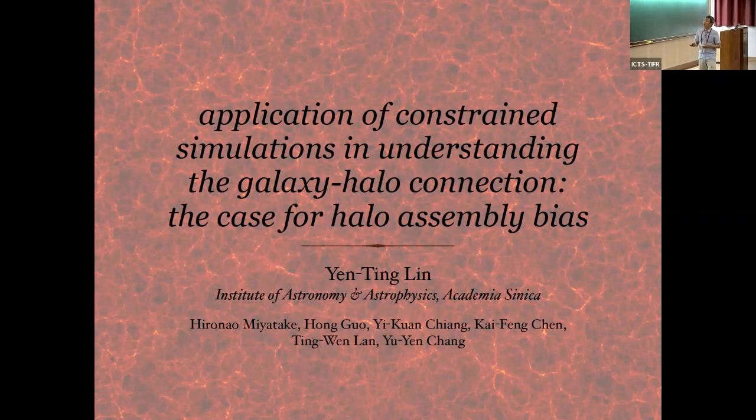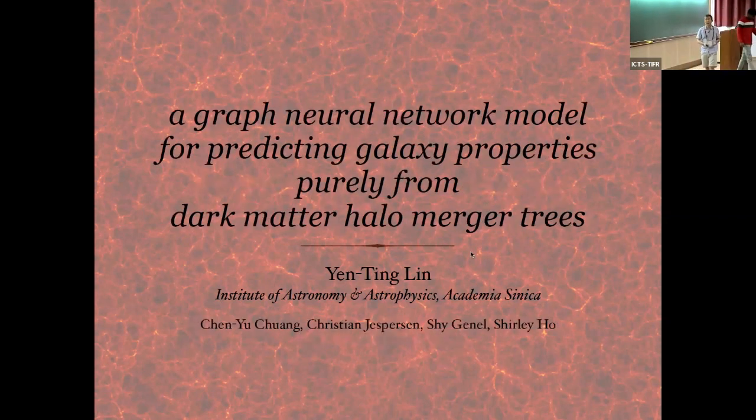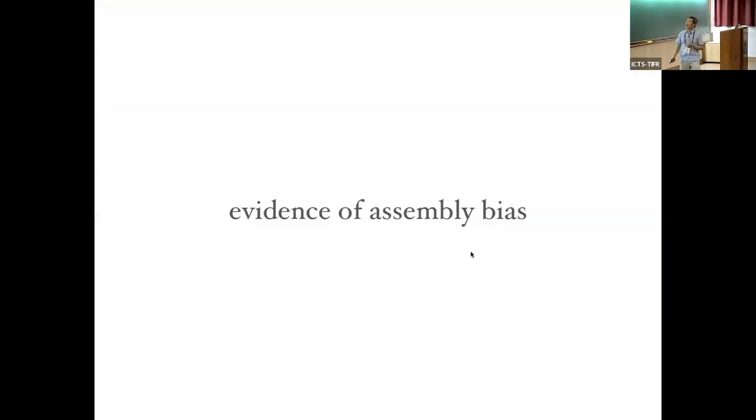And if time allows, I would also like to flash a few slides on a model that we are working on, which is a graph neural network model that can predict galactic baryonic properties of galaxies purely from n-body simulations, more specifically the dark matter halo merger trees from redshift 0 to 5. So let's start with assembly bias.